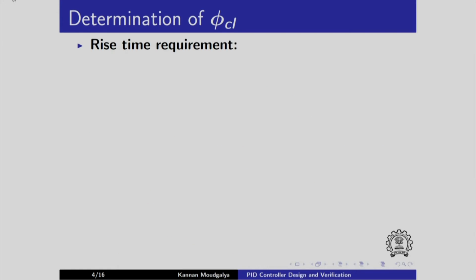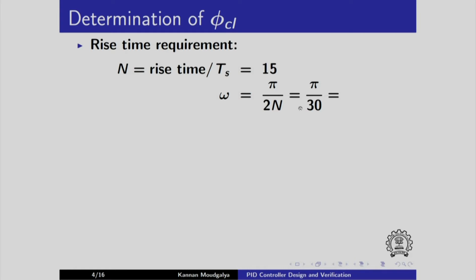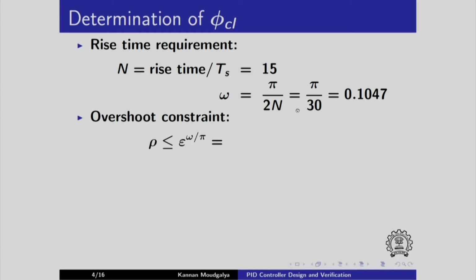From the transient requirements, let us determine phi. Let us start with the rise time. N is given by rise time by Ts. Recall this variable from one of the earlier lectures, and this is 15 because rise time was 15 seconds divided by 1 second, you get 15. From this recall the condition on omega. Omega equals pi by 2n, which is pi by 30, which is 0.1047.